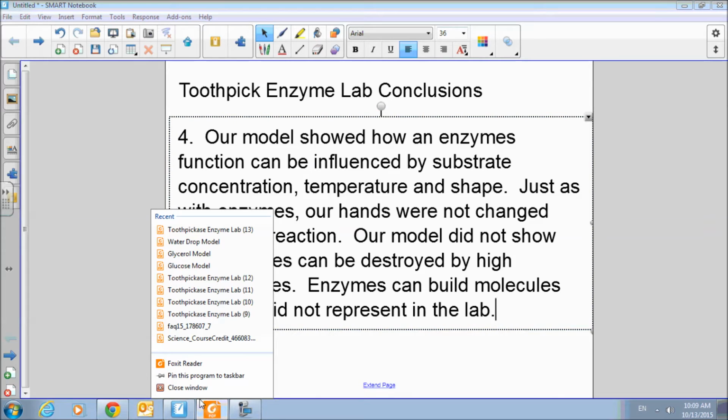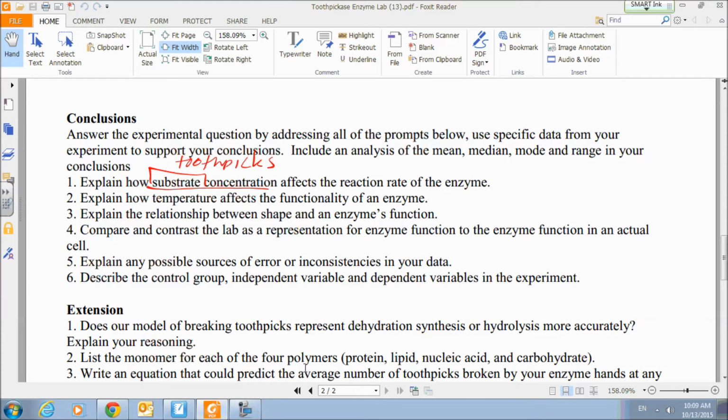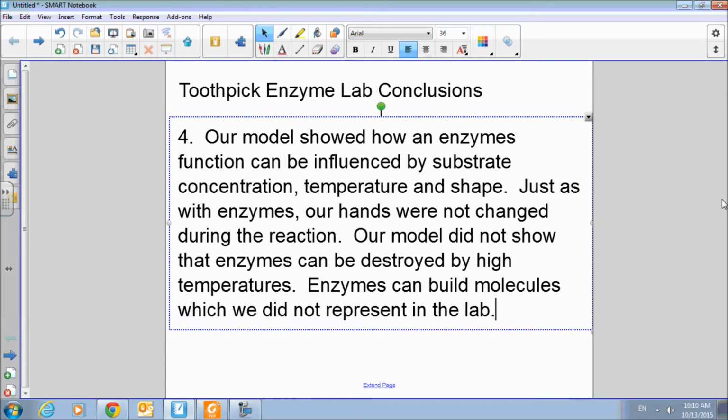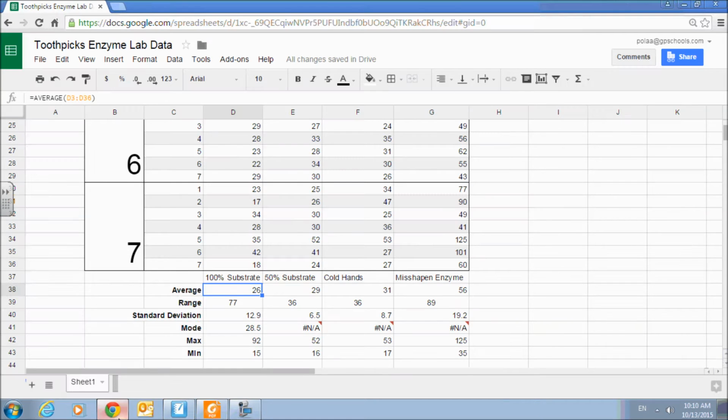Questions on 4? I thought this one was a little bit harder, so hopefully writing, kind of annotating what I'm saying helped you. What are some possible sources of error or inconsistencies in your data? If we pull up the range, let's look at some data that reflects consistencies or inconsistencies. There is a significant range here, and an even better measure is the standard deviation.